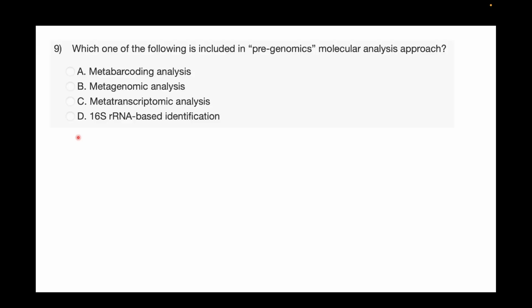Okay, I think it's time to revisit this question. Which one of the following is included in pre-genomics molecular analysis approach? What are the answers in the comment box? Ashwini says option D. Okay, so the correct answer to this question is option D. 16S rRNA based identification is a pre-genomic molecular analysis approach. Correct answer, Ashwini.